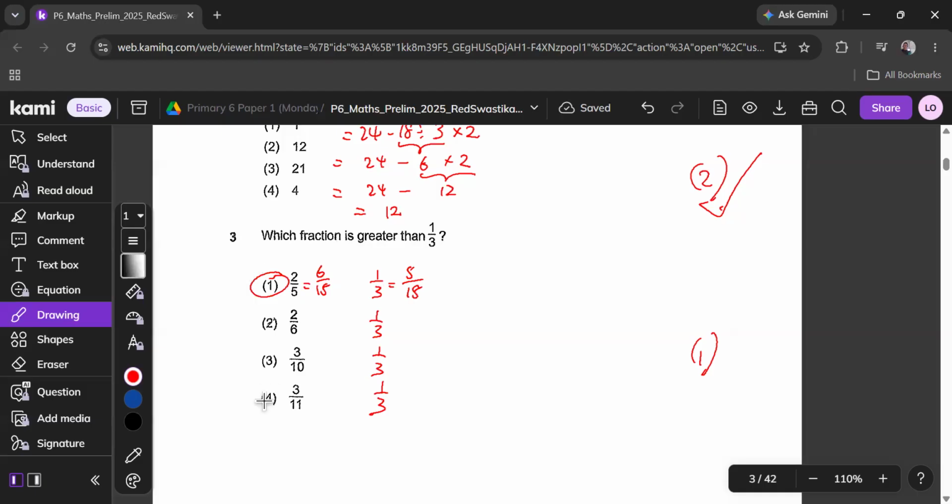Okay, I'm just going to show you one wrong example. Number 4. So you make the denominator the same. So 11 times 3, 3 times 3, then 3 times 11, and 1 times 11. So 9 over 33 is less than 11 over 33. So that is not what you want. Okay, so your answer is not number 4.